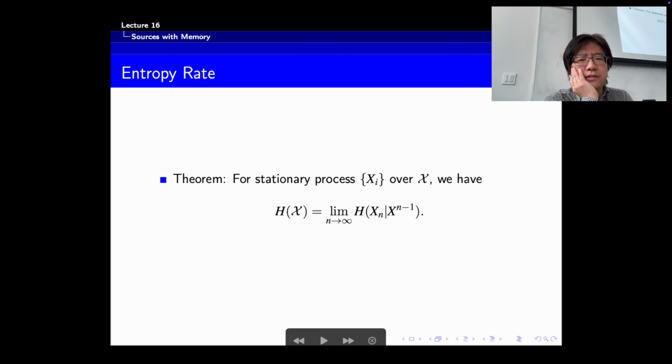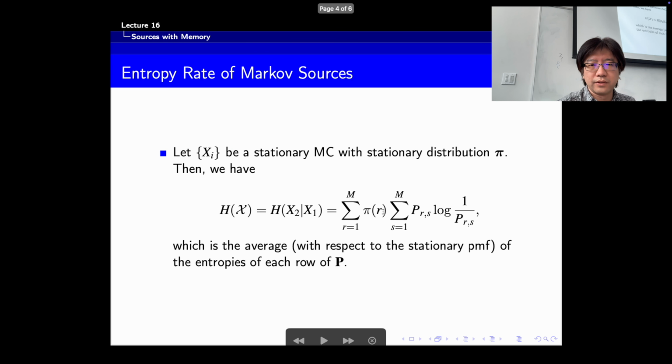This is the theorem for entropy rate, and it tells you how to compute the entropy rate: a limit as n goes to infinity of the conditional entropy. So basically, we don't need to compute the joint entropy and then normalize it. We only need to compute this conditional entropy here. Remember how we proved that? There are several steps to prove it, so if you don't remember, just review your lecture notes. That's kind of interesting.